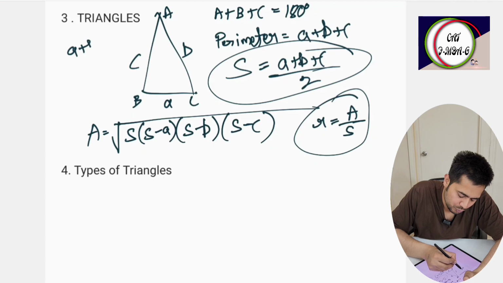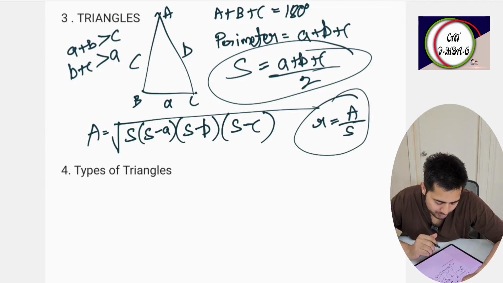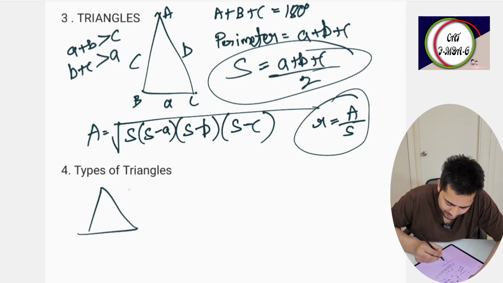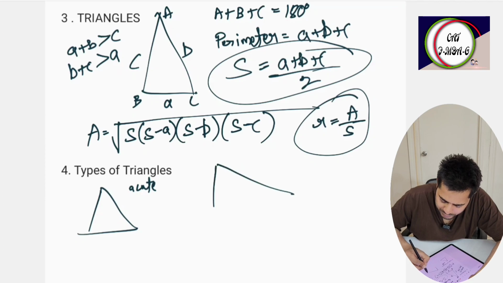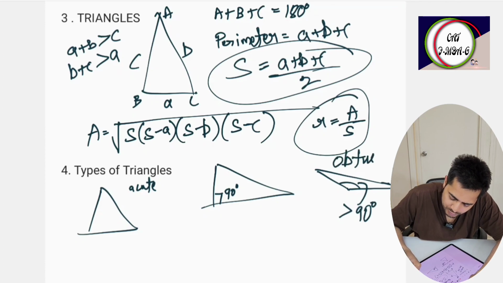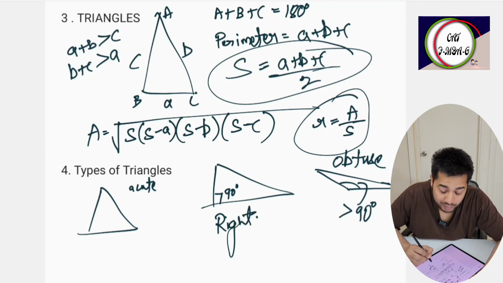Remember that the sum of two sides is greater than the third side, so B plus C will also be greater than A, similarly. And there are different types of triangles. Acute angle triangle, if all the angles are less than 90 degrees. Right angle triangle, if one angle is 90 degrees. And obtuse angle triangle, if any angle is greater than 90 degrees. This is an obtuse angle triangle, this is a right angle triangle, and the first one is an acute angle triangle.